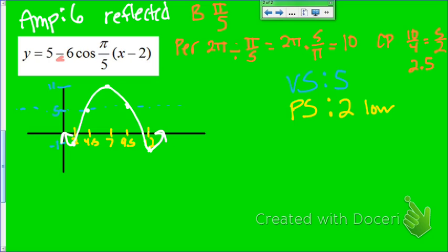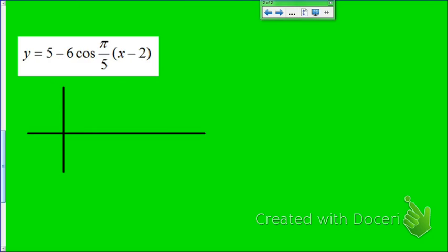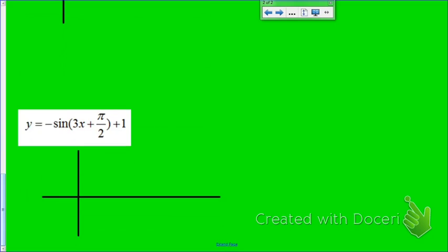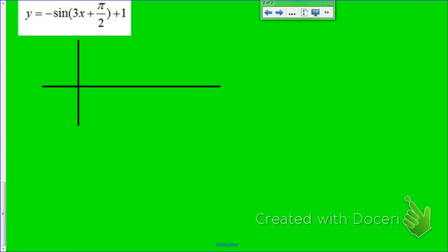All right, so we got one more example we're going to look at in radians. And that is this function right here. So again, we're going to do this the exact same way we've done all the others. We're going to find those 4 things.